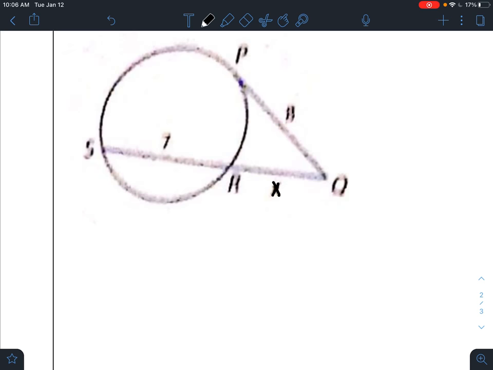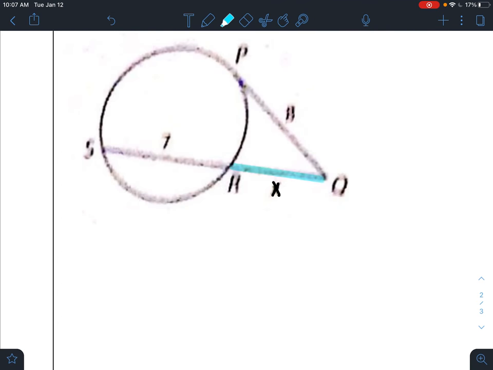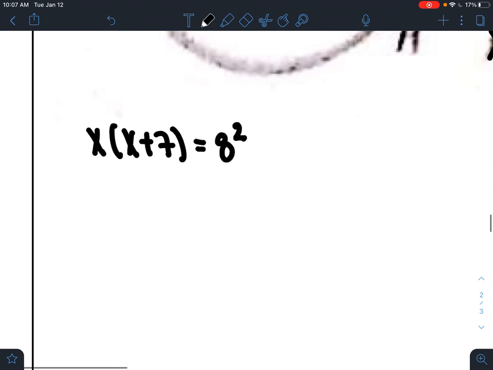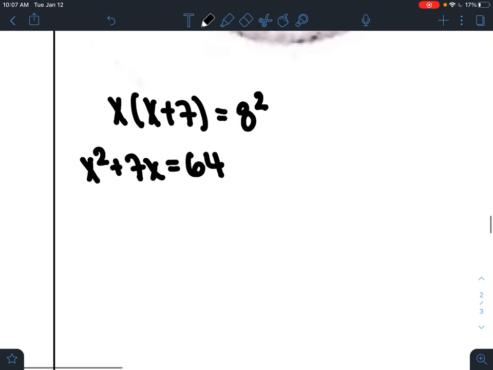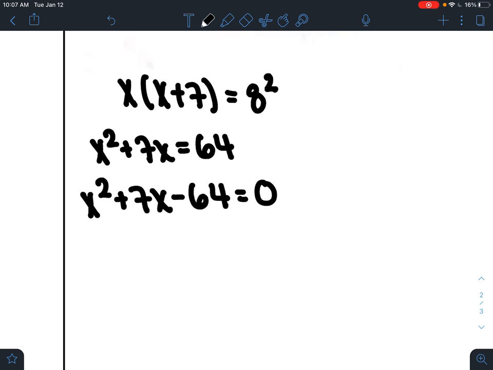So this little segment right here is x. So what we have here is we're going to take that external segment of x and then multiply it times the entire segment of x plus 7. So I'm going to have x times x plus 7 equals that tangent squared, so 8 squared. So distributing through, I'm going to have x squared plus 7x is equal to 64. And because my x squares don't cancel out or anything like that, I'm going to subtract that 64 over. So I'm going to have x squared plus 7x minus 64 is equal to 0.